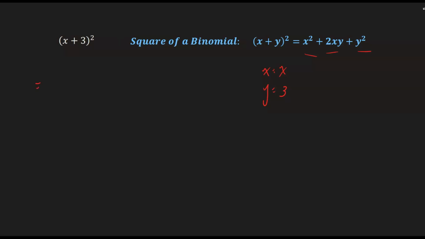x squared plus 2 times x times y, which is x times 3, plus y squared, which is 3 squared. Let's simplify this. We get x squared plus 6x plus 9.